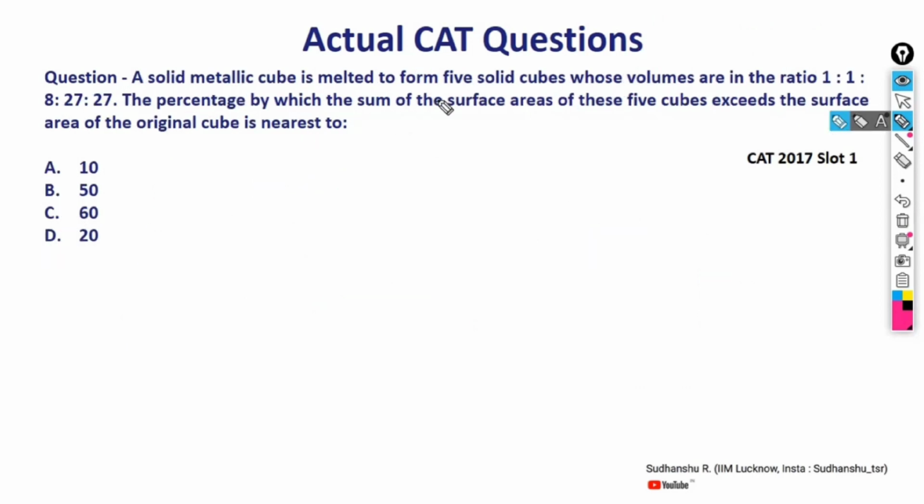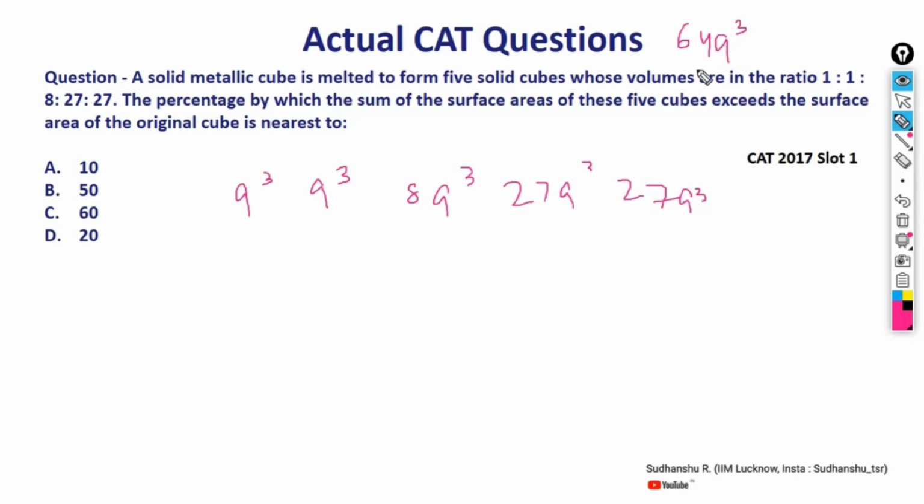A solid metallic cube is melted to form 5 solid cubes whose volumes are given. Always remember, whenever the melting problem is there, the volumes will remain constant. So we have 5 solid cubes. Let's say the volumes are a cube, 8a cube, then 27a cube and 27a cube. If you combine all of them, the combined volume will become 64a cube. So 64a cube is the volume of the bigger cube.